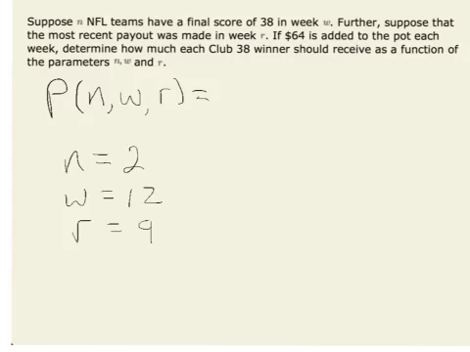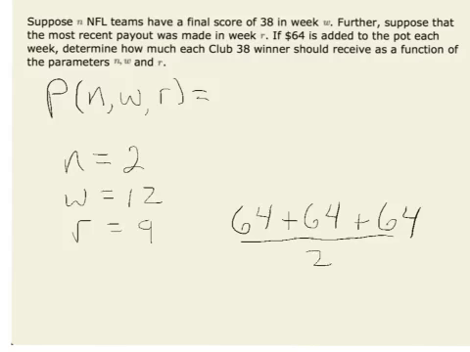That means in week 10 there was $64 in the pot and nobody won. In week 11 there was $64 and nobody won. And in week 12 there was $64 and 2 people won. So each of those players would get essentially half of this. We would add those 3 up and divide by 2.